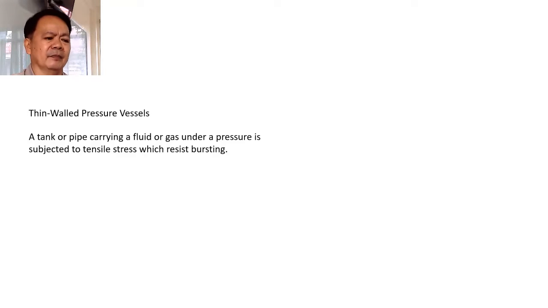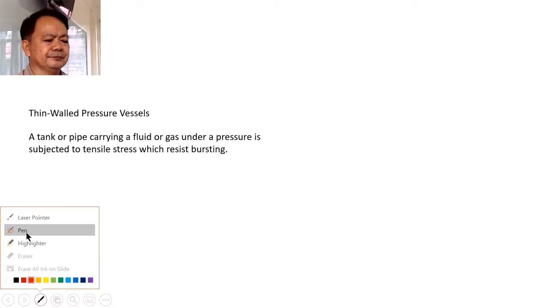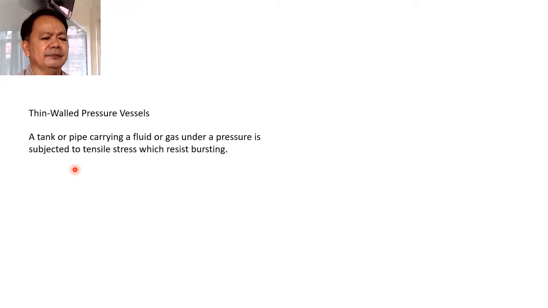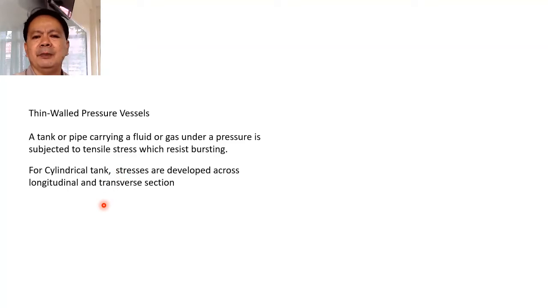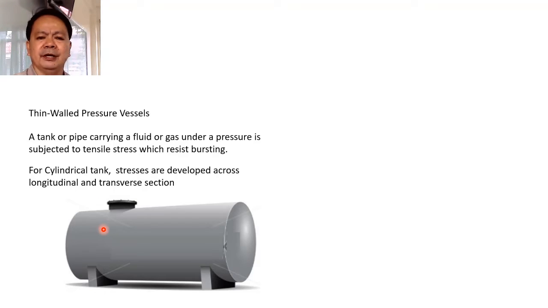inside the vessel. As we have here, we say that a tank or pipe that is carrying a fluid or gas under pressure is subjected to tensile stress which resists the bursting effect of the pressure. And so if you have a cylindrical tank, stresses are developed across longitudinal and transverse section. I have here a sample of a cylindrical tank which may probably contain pressure inside.